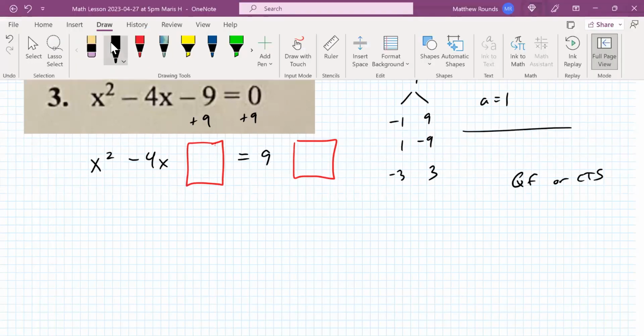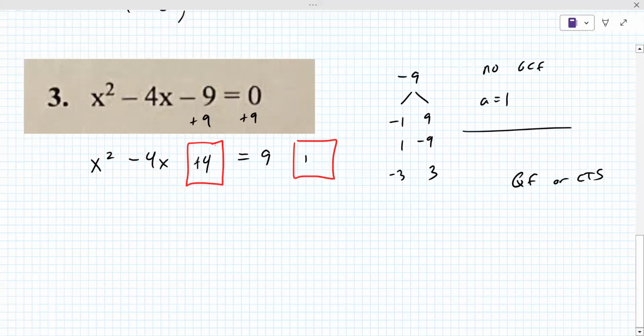Whenever you get up there, I don't mean to rush you, but that is kind of the next thing here. +4. It is +4. What goes in parentheses down here? X minus 2 squared. Good. On the right, it's 13.